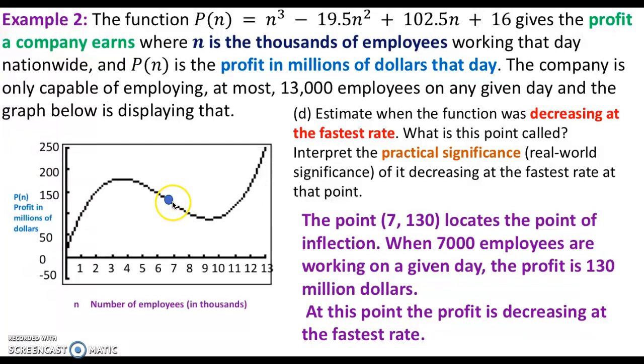And then it continues to decrease, but it's now changing concavity. So it's slowing down its decrease. It's going down, not as much, going down, not as much, until it reaches its minimum point here. And then it's increasing at a faster and faster rate.